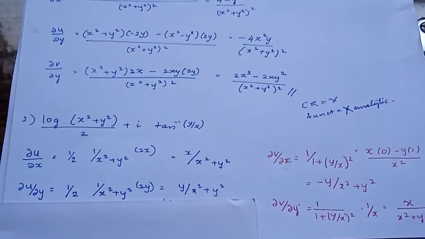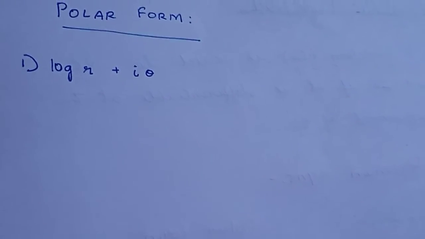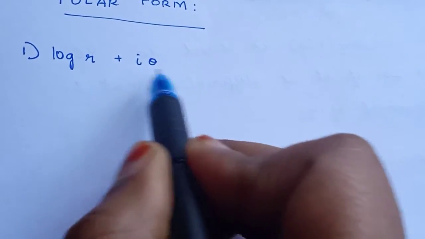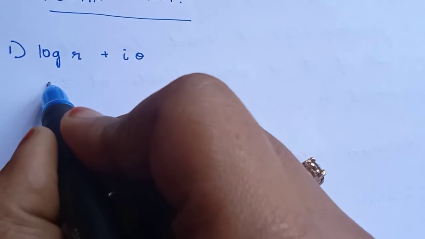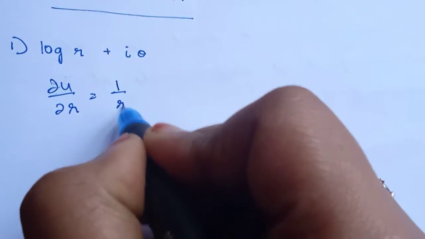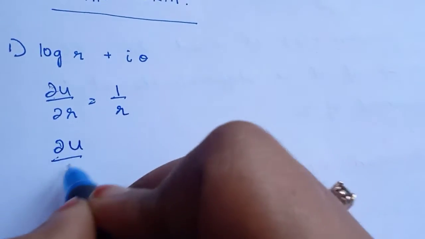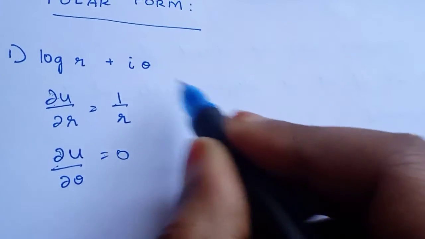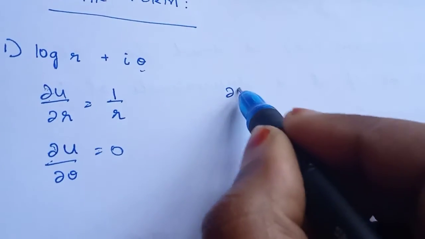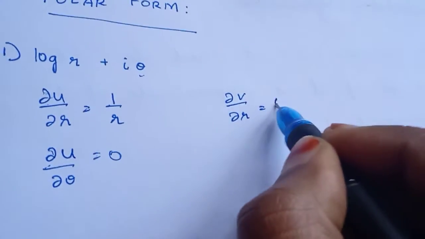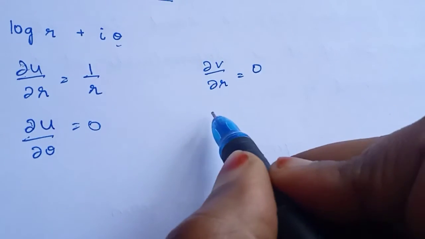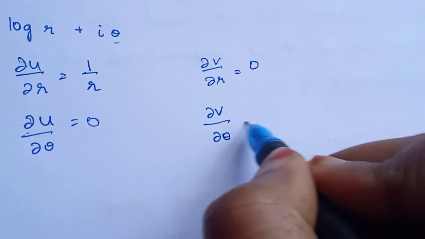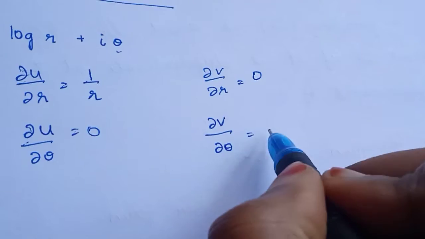Next we'll move on to the polar form. So here comes the first problem of polar form, that is log r plus i theta. So u is log r and v is theta. We're going to differentiate u with respect to r. Log r gives 1 by r, and differentiating u with respect to theta, since we don't have a theta term here, that will be 0. Next, v is theta, so differentiate v with respect to r. That will be 0 because we don't have an r term here. And differentiate v with respect to theta. Since we have theta, the differential of theta is 1.